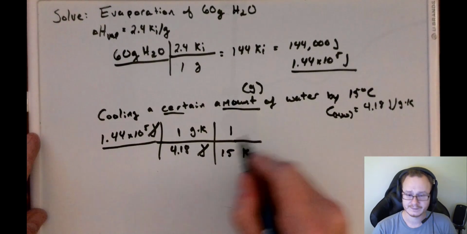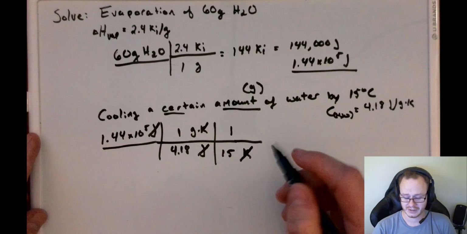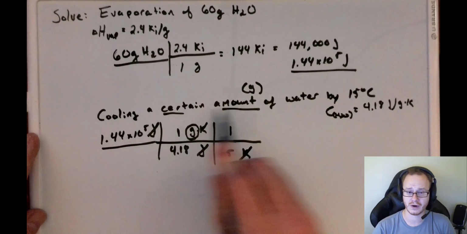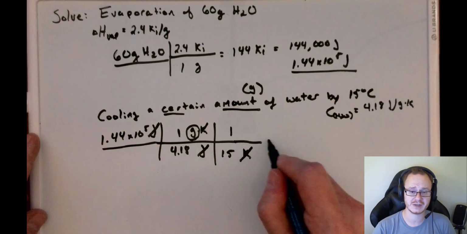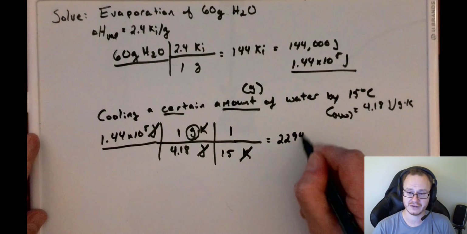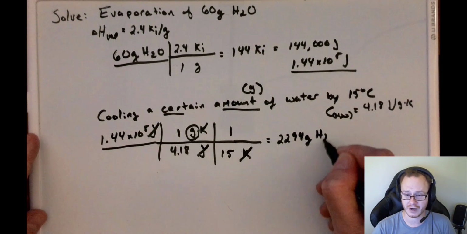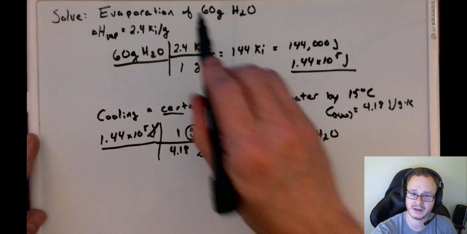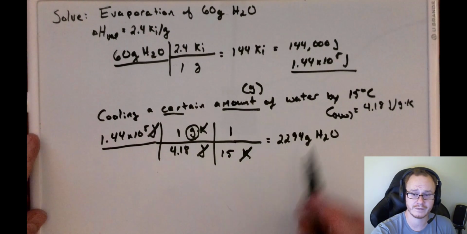Once I solve, I end up with around 2,294 grams of water. Remember, we want grams as a specific amount available. So 2,294 grams of water can be cooled by the amount of heat evaporated by 60 grams of water.